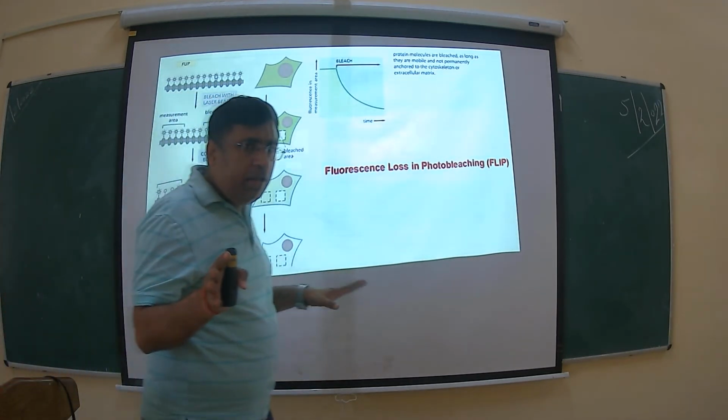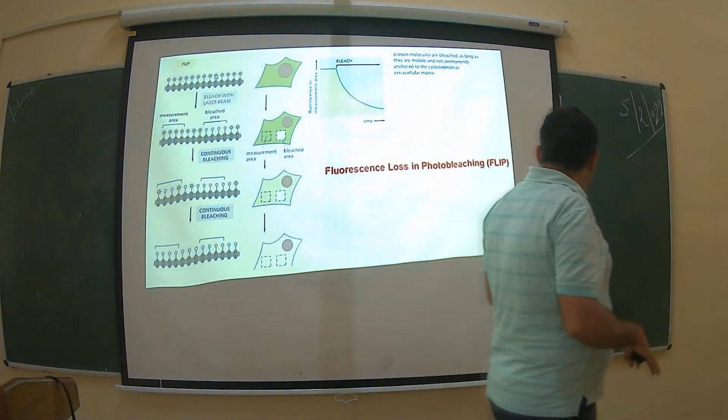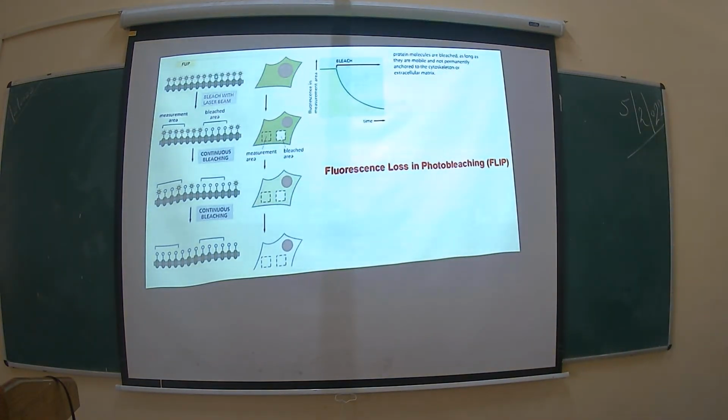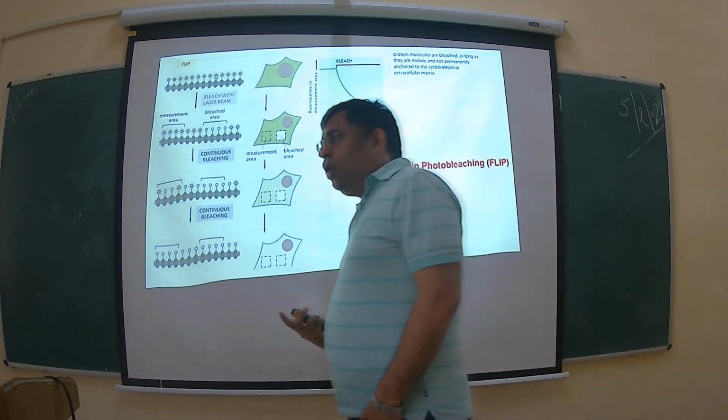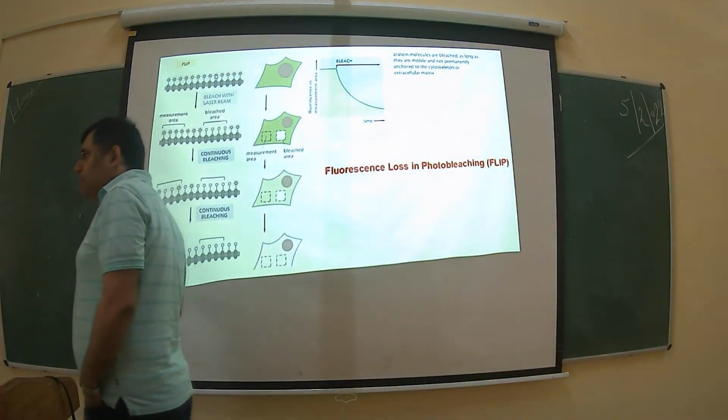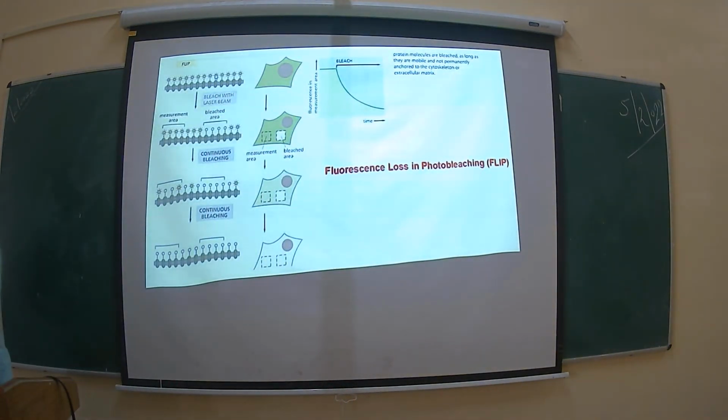Okay. Now next is FLIP. I told you flip-flop, but don't go for the flip-flop. Just fluorescence loss in photo bleaching. This is another microscopy method. You saw one, the FRAP method. Now this is fluorescence loss in photo bleaching. Now let's see what this is about.